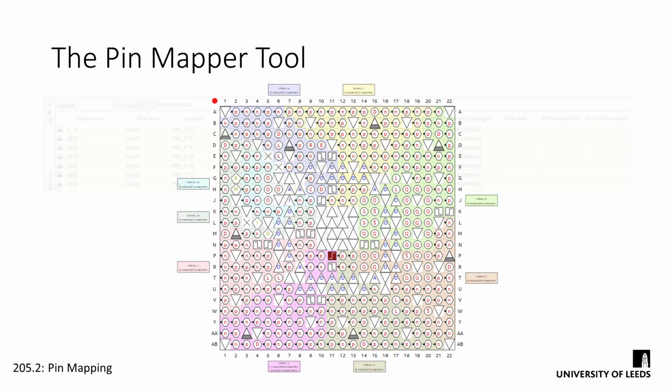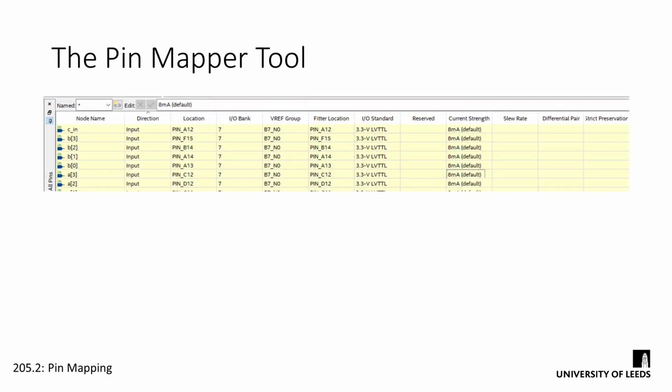We're given a list of inputs and outputs, also known as nodes, within our design, and various parameters concerning the physical pins that they're to be connected to. We can use this list to assign the physical location of the nodes, as well as set the voltage and current standards for each pin or pin bank. There are a lot of columns here, but there's only really 5 that we need to know anything about for now.